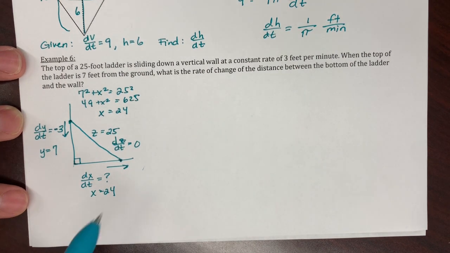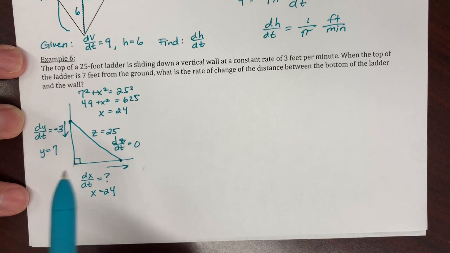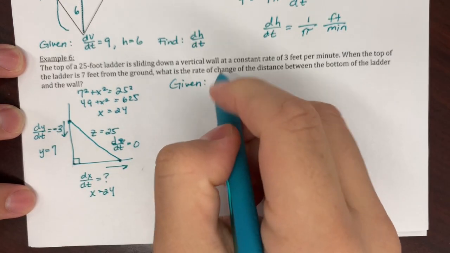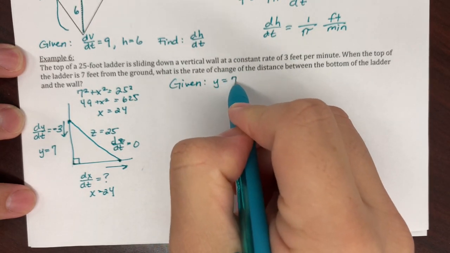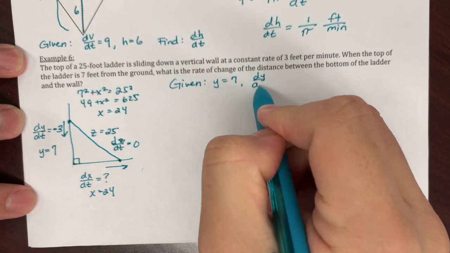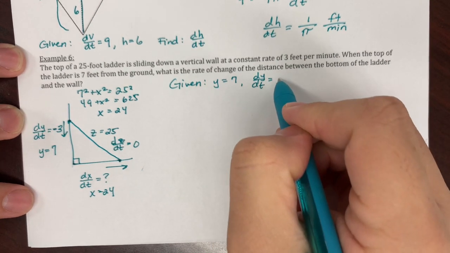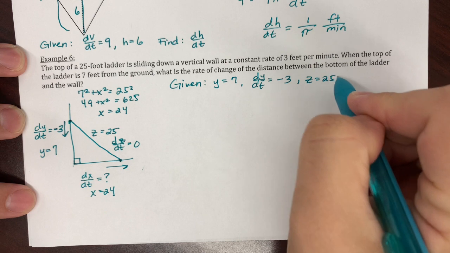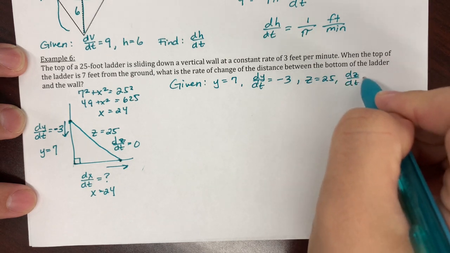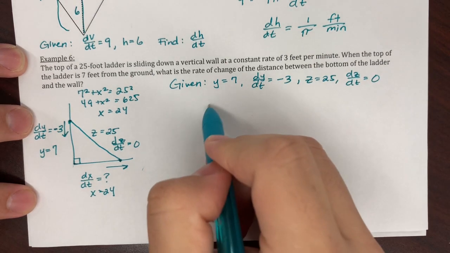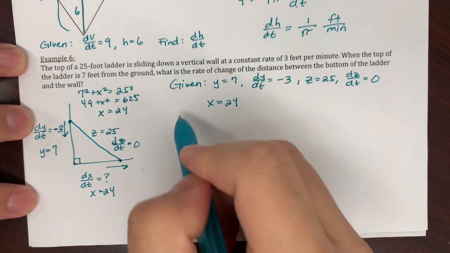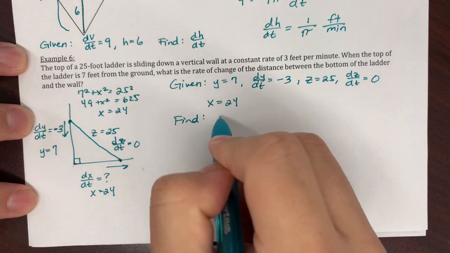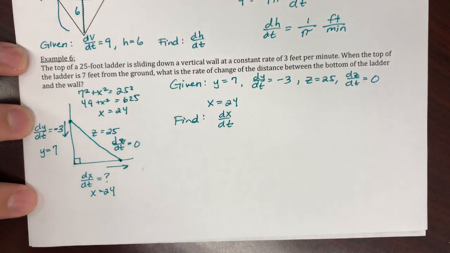Okay. So now it's just a matter of using whatever formula we have. What we're given: y is equal to 7, and at the same time dy over dt is equal to -3. We're given that z is equal to 25, and dz over dt is equal to 0. We're given that x is equal to 24. Well, we weren't given that, but we figured it out. And what we're trying to find is dx over dt.